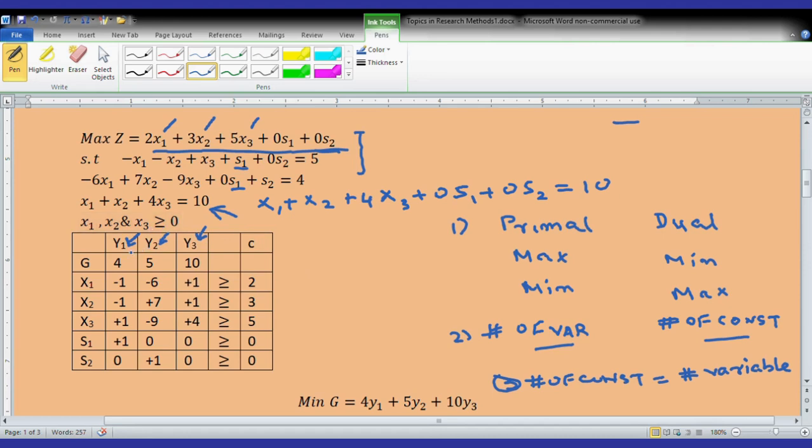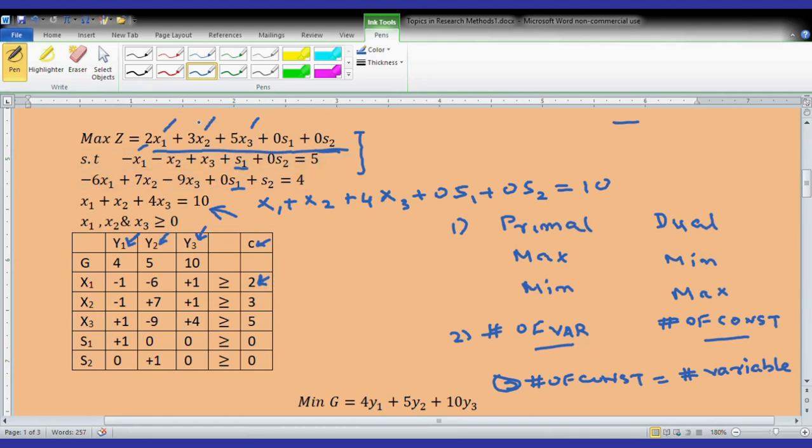In this table, see that y1, y2 and y3 are the variables that will appear in the dual problem, and that this C is the constant. They are the coefficients of the objective function. See that the first coefficient is 2, and it is appearing here in the last column as the first constant on the right hand side of the dual constraint.